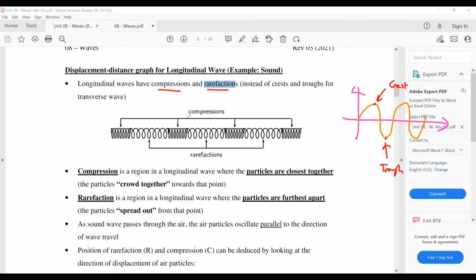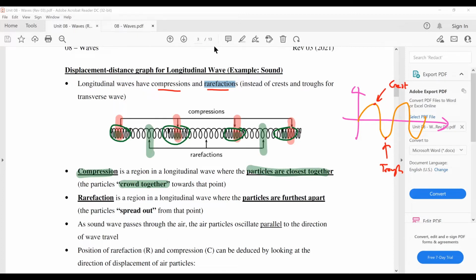So this diagram shown here is actually a snapshot of a longitudinal wave, all right? They froze it in time at a particular moment, and this is what you see right now. There are certain points that will be known as compressions, which are these points here. And similarly, there will be some points known as rarefactions, okay? Now, the compression is easy to see. Compression is where you tend to see the particles being squashed or crowding together, all right? It's a region in the longitudinal wave where the particles are closest together.